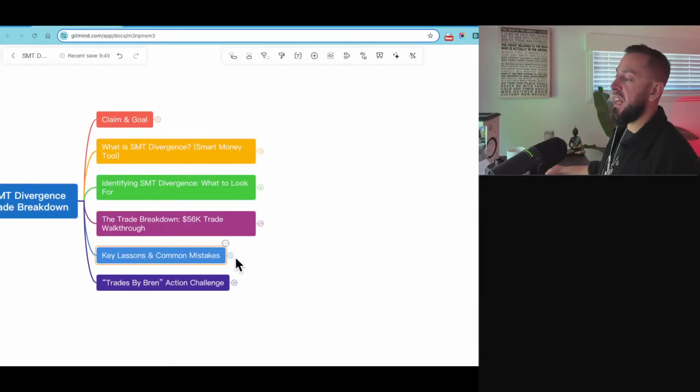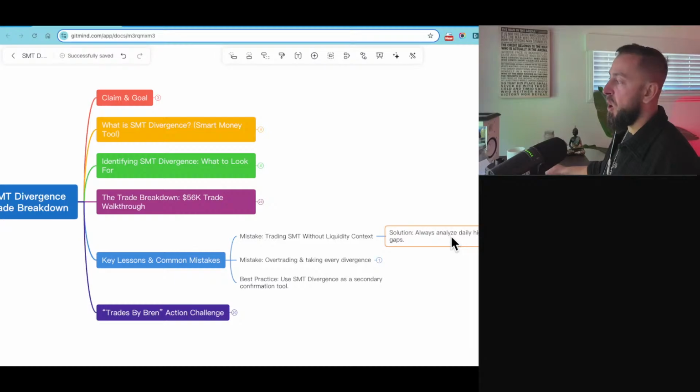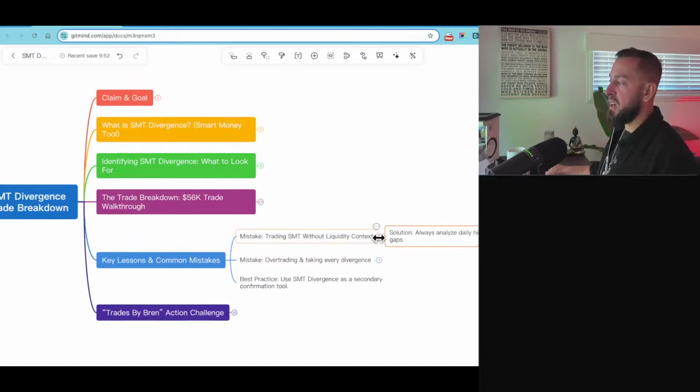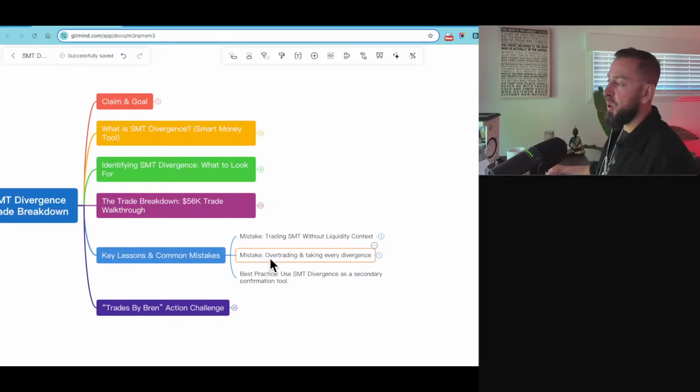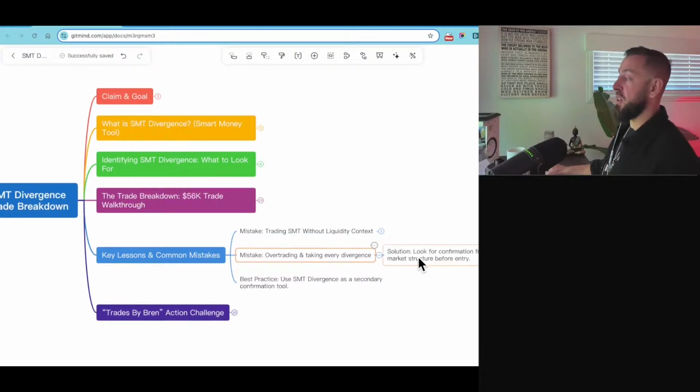All right. So what are the key lessons? The key lessons are, number one, trading SMT without liquidity context. Solution: always analyze daily highs and lows and fair value gaps. That's the solution. That's the mistake. Avoid the mistake and make sure that you are using those higher time frames. Mistake number two, overtrading and taking every divergence. Now, he started the video by sharing that this is the common mistake that most traders make. Instead of taking every divergence with this strategy, you want to look for confirmation from liquidity and market structure before entering.